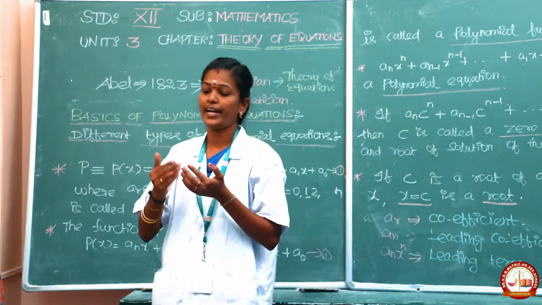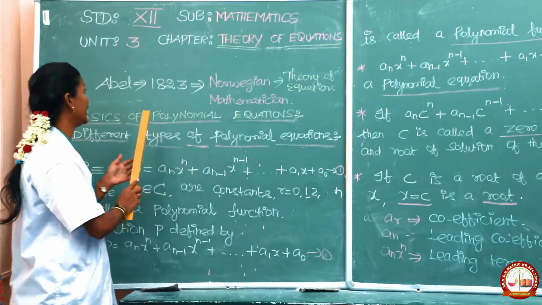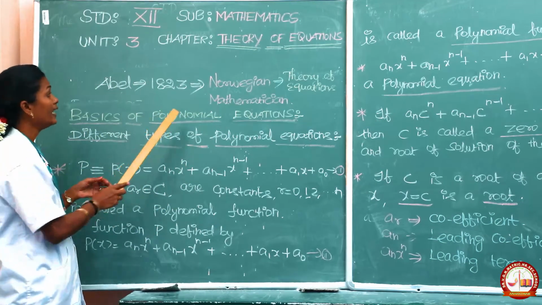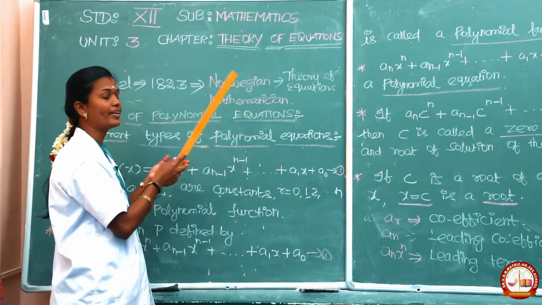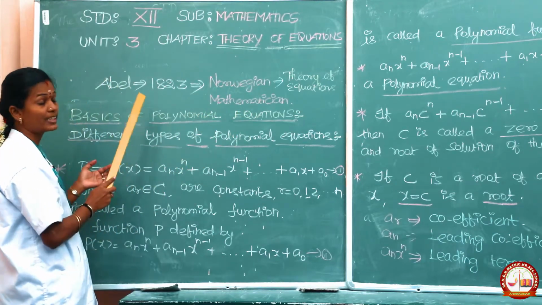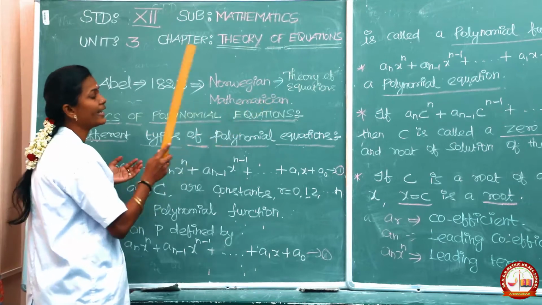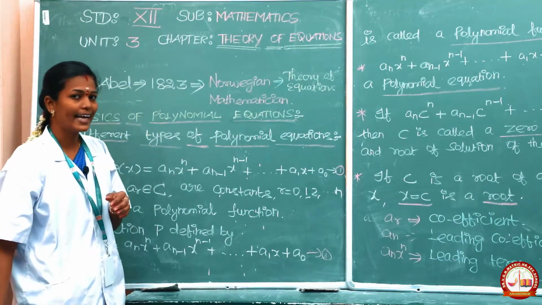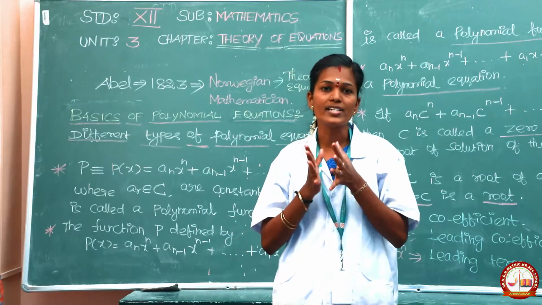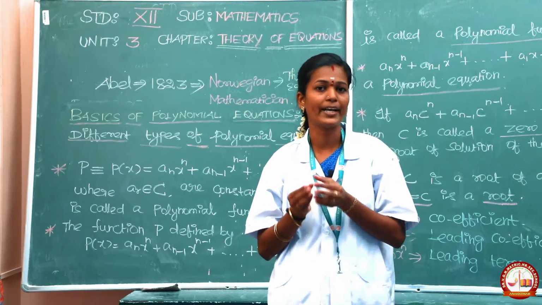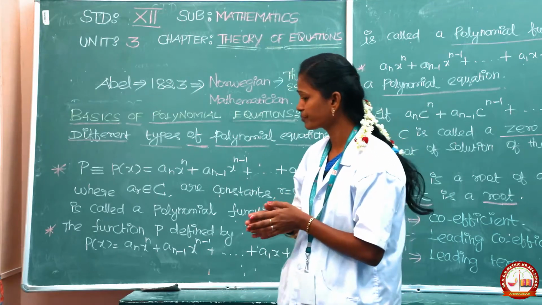Finally, Abel, in 1823, a Norwegian mathematician, invented the theory of equations. What is the theory of equations? In this chapter, mainly we learn about the concept of polynomial equations, particularly their solutions.